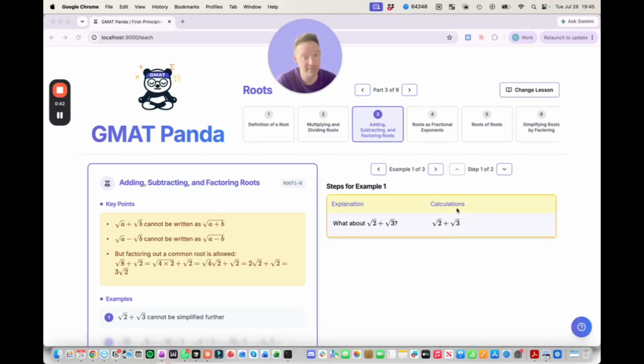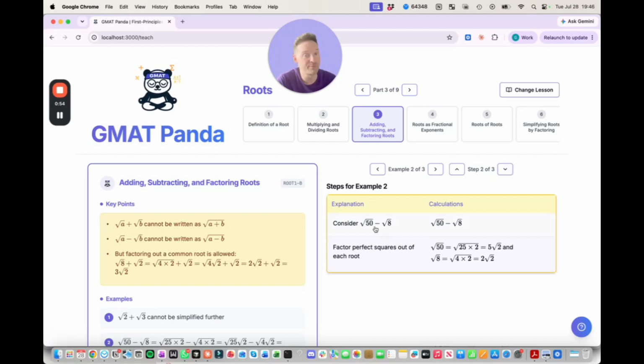So what do we do in that case when we've got several roots that we're adding and subtracting together? Well, what we can do is try and factor some terms out. So square root of 50 minus square root of 8, for example. Well, we can't just say that's square root of 42. That's not allowed. However, the square root of 50, we can split that.